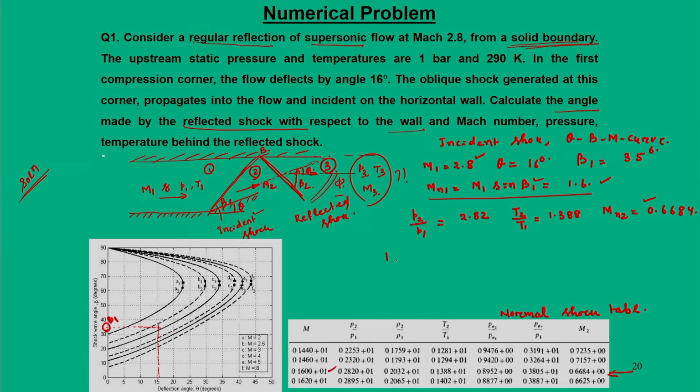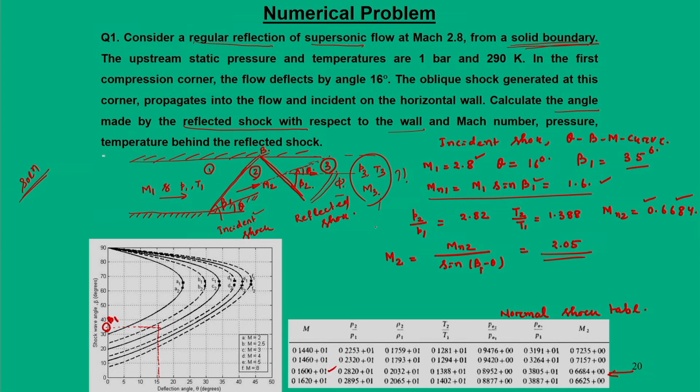So, we can now calculate M2 is equal to Mn2 divided by sin(beta minus theta). Beta 1 here is 35, Mn2 is this, theta is 16 degree. So, M2 can be calculated as 2.05. Okay. So, once you have this M2 as 2.05, then you have to repeat this calculation for region 3.